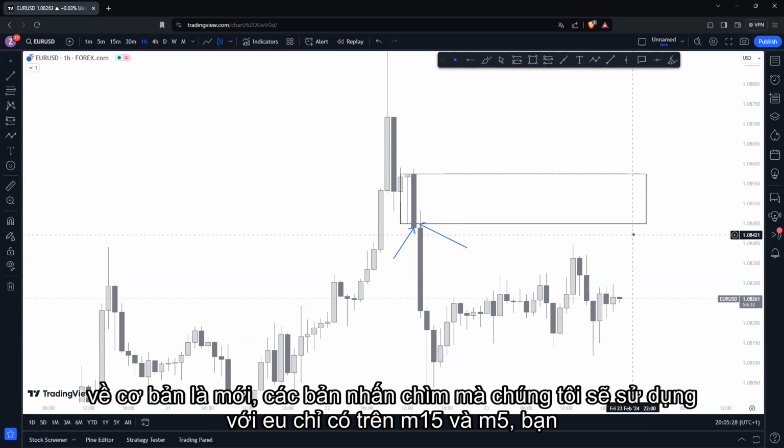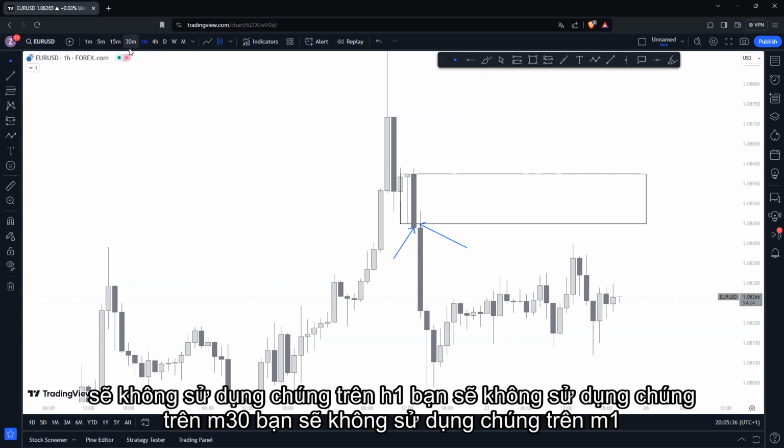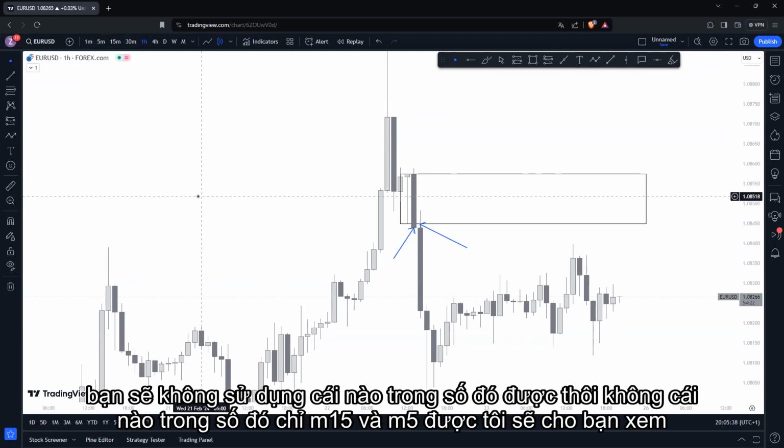Now, the engulfs that we're going to be using with EU are only on M15 and M5. You're not going to use them on H1. You're not going to use them on M30. You're not going to use it on M1. You're not going to use none of that, okay? Only M15 and M5, okay?